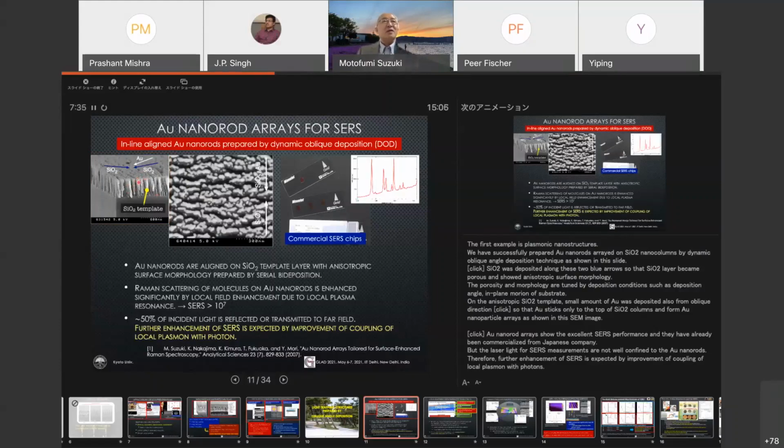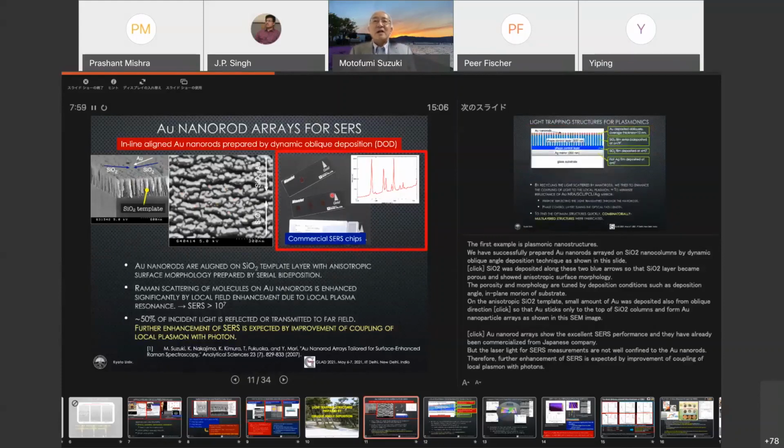morphology. On this isotropic SiO2 layer, a small amount of gold was deposited from the oblique direction so that the elongated nanoparticles, so-called nanorods, are assembled on the SiO2 template layer. The gold nanorod arrays show excellent SERS performance, and they have already been commercialized by a Japanese coating company.